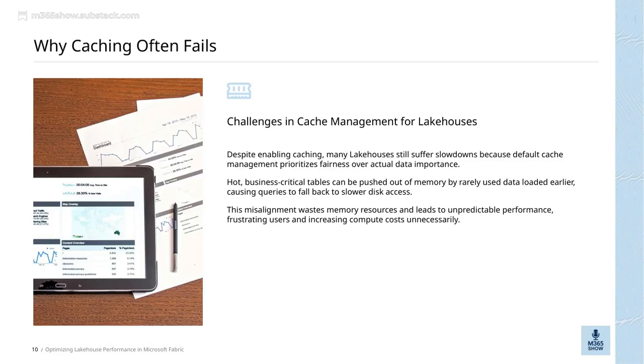It's a balancing act between fairness and data importance, and often, the current approach leans too much toward fairness. This is a key obstacle we need to address to optimize Lakehouse performance effectively.